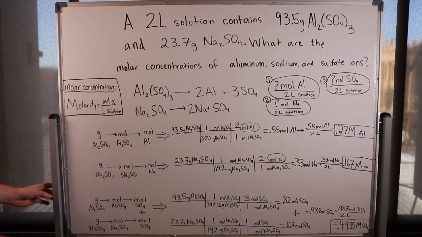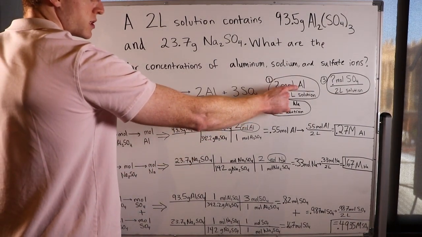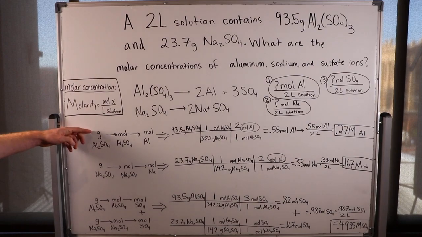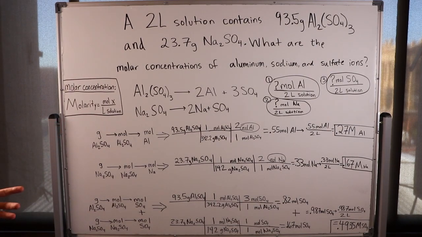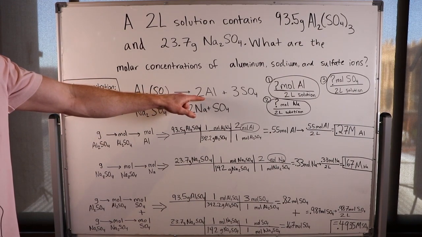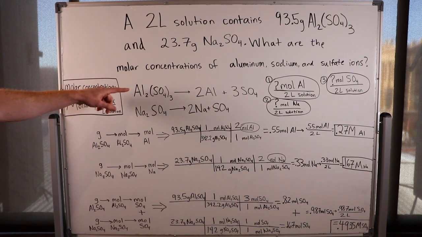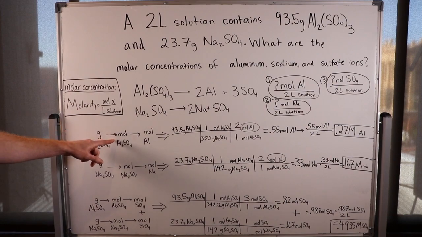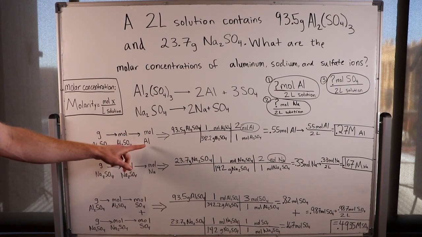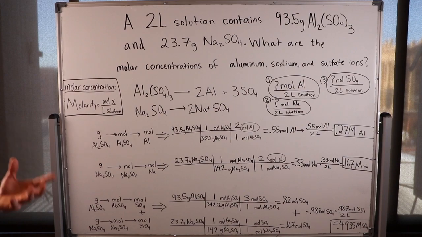Well, let's go atom by atom. So let's start with aluminum. For aluminum, the only place that aluminum was produced was in this first reaction. So we'll take grams of what we were initially given, grams of this reactant, change that to moles so that we can cross our mole bridge and go to moles of aluminum, and that'll be what we want.